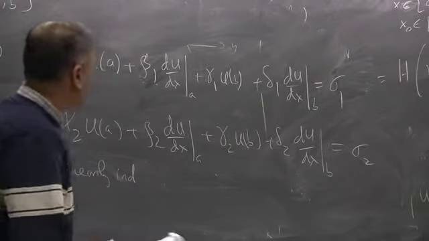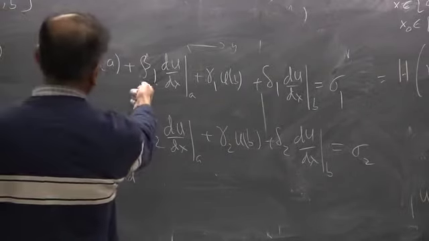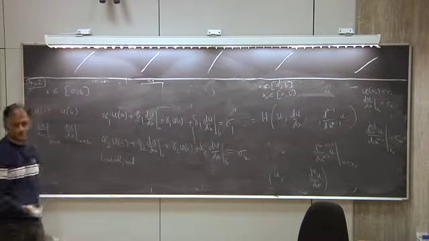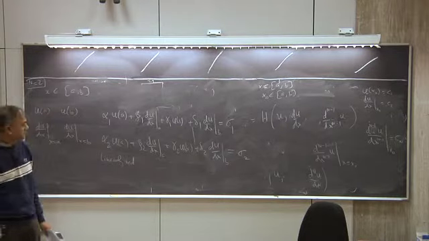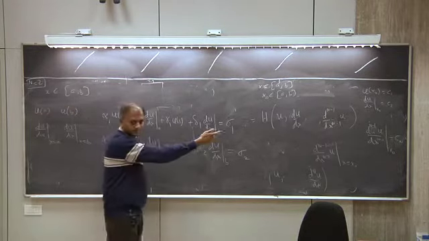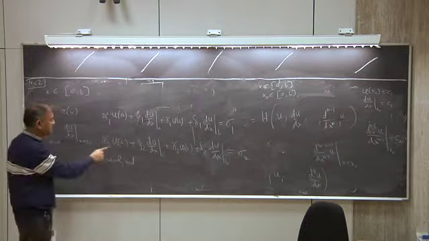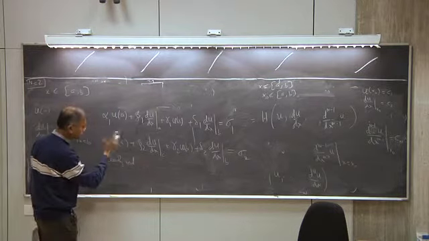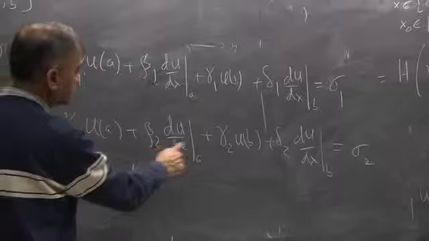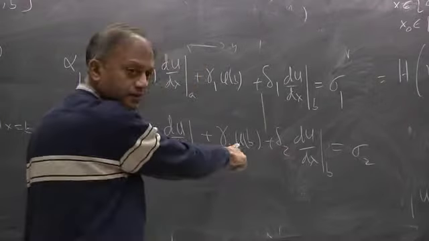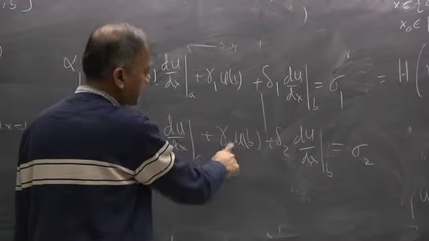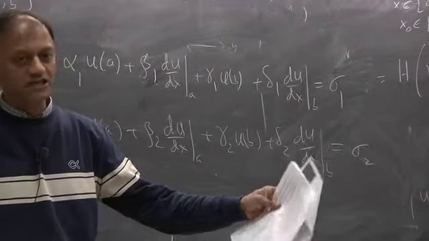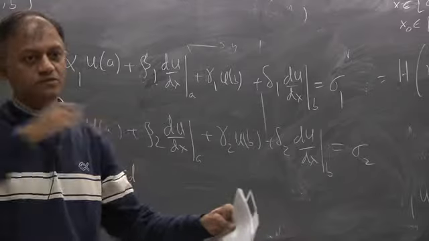So as an example, let's say I can choose beta 1, gamma 1, delta 1 equal to 0 and alpha 1 is say 1. Okay, then that just tells you u of a is sigma 1. And similarly you choose beta 2, gamma 2, delta 2 equal to 0. No, it should be linearly independent. So let's choose alpha 2, beta 2, delta 2 equal to 0, and gamma 2 equal to 1, that tells me u of b equal to sigma 2, right? So that will be the situation of Dirichlet boundary condition. The value of u is specified at the two endpoints.